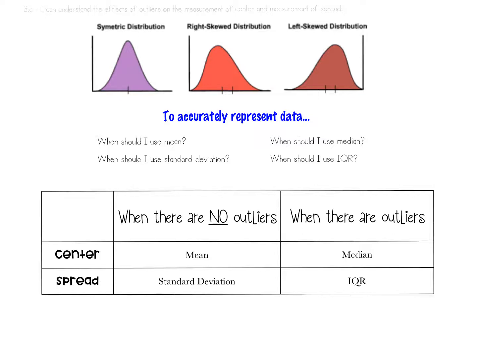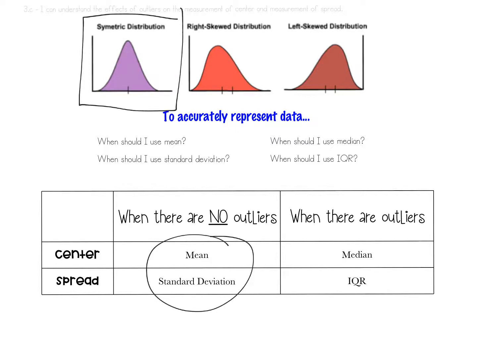I'm going to use mean and standard deviation whenever there are no outliers. So we're talking about a symmetric distribution. And the reason is because the mean and the median are pretty close together. We want to use the mean and the standard deviation as much as we can. We want that to be our default. However, as we've seen, when there are outliers, that's going to affect the mean and the standard deviation and make it no longer a reliable data source.